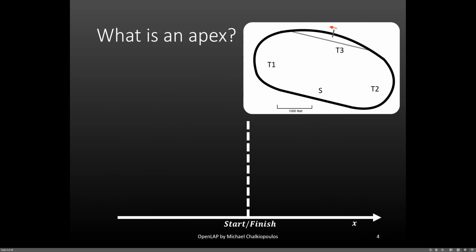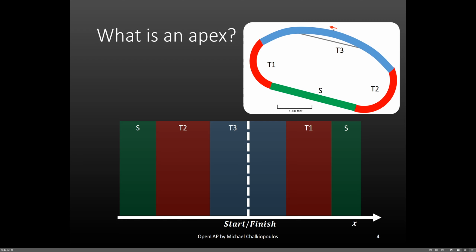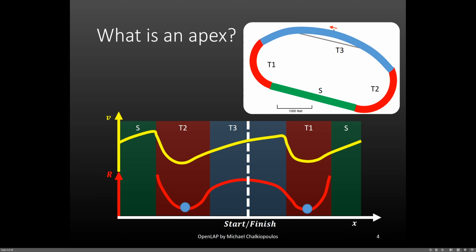Let's look at the Michigan International Speedway. Here we basically have a straight colored in green, two left turns colored in red, and one very large radius turn that passes through the start-finish line colored in blue. If we looked at the turning radius plot for this track, then conventionally we would say that the apexes would be located at the local minima. This means that we would find these two blue points, and then we would calculate the speed trace.